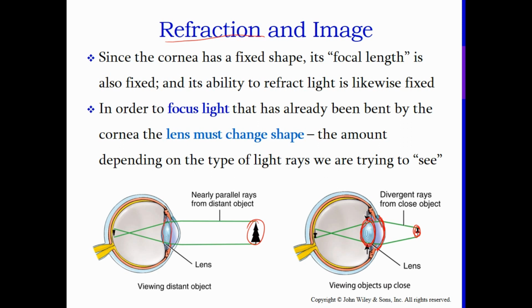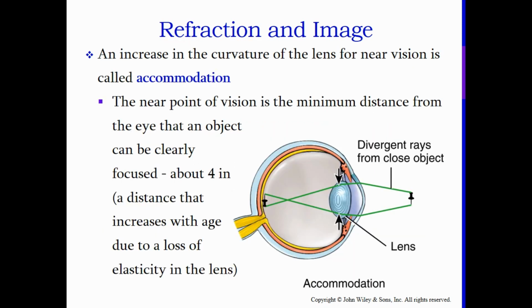Now, here's what happens when you get my age. As you get older, your lens loses its elasticity. It doesn't bend as easily as it does in your youth. So when these muscles relax and try to let the lens get thicker, it doesn't get as thick as it used to, making seeing things at a short distance very difficult. And that's why I have reading glasses, because seeing things close to my face is difficult, because I'm an old man. An increase in the curvature of the lens for near vision is called accommodation.